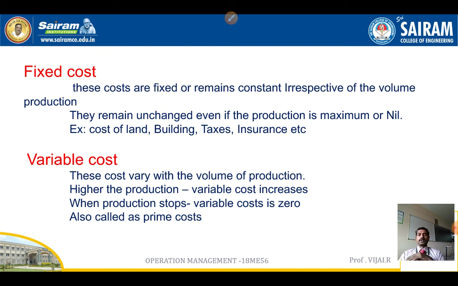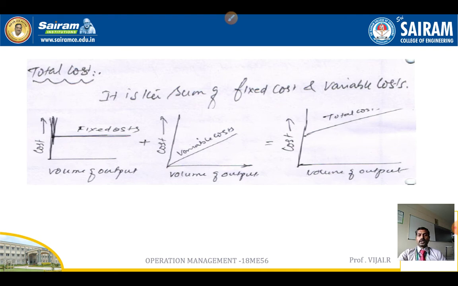What you have started in production is called prime cost. When you produce more components, the variable cost will be more. When there is no production, the variable cost will be zero. But in the case of fixed cost, whether we start production or not, the fixed cost is fixed, it is standard. The total cost is the sum of the fixed cost plus the variable cost.